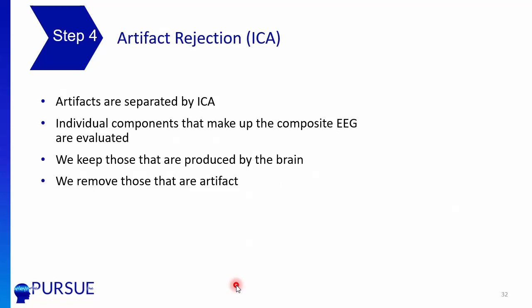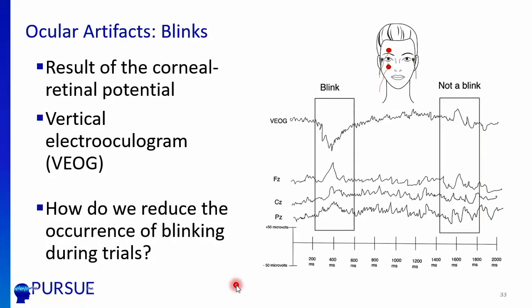And so the idea here is that artifacts are separated by the ICA. We're going to evaluate the individual components, and then we keep those that are produced by the brain and remove those that are artifact, not brain. So I just want to talk about different types of artifacts.